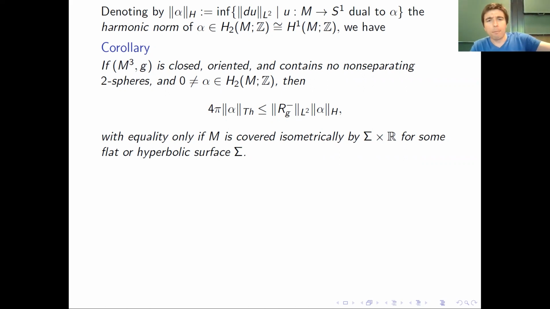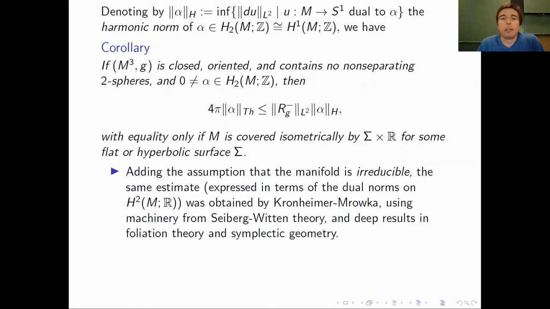Great. So there's been a lot of interest over the years, more in recent years, in relationships between Thurston norm and harmonic norm. And what's fun is that, in fact, if we add the assumption that the manifold is irreducible, so now there are no pi 2, the same estimate expressed in terms of the dual norm in the degree 2 cohomology was given by Kronheimer and Mrowka back in '95, where they're using machinery from Seiberg-Witten theory and some very deep results from contact and symplectic geometry.